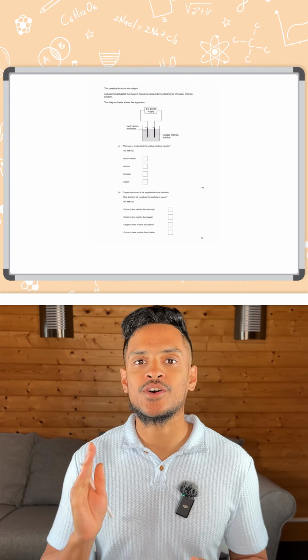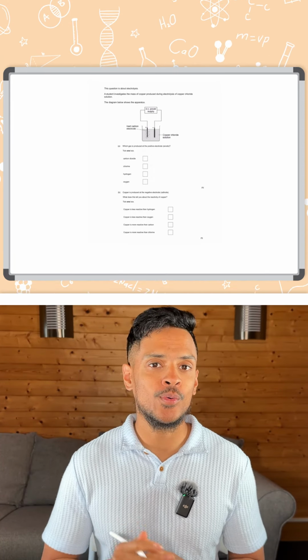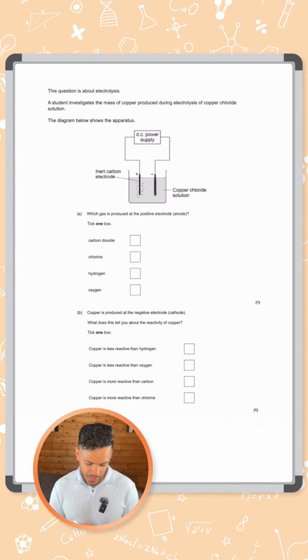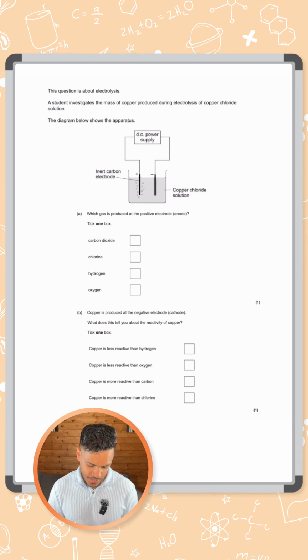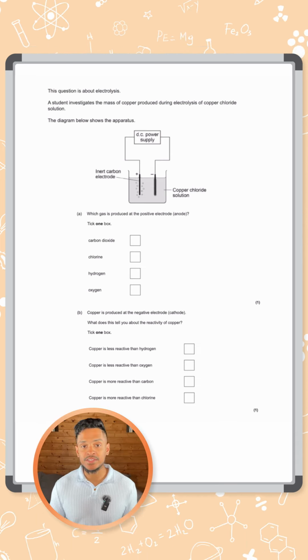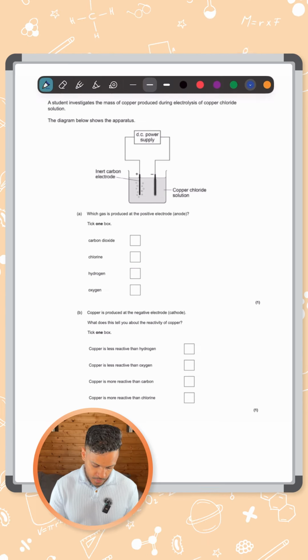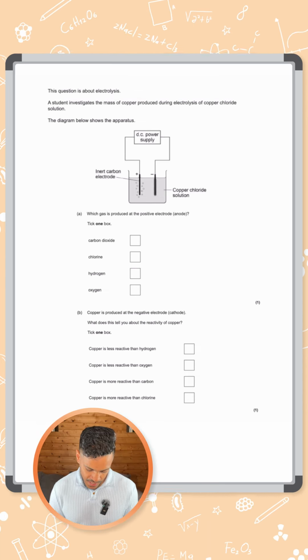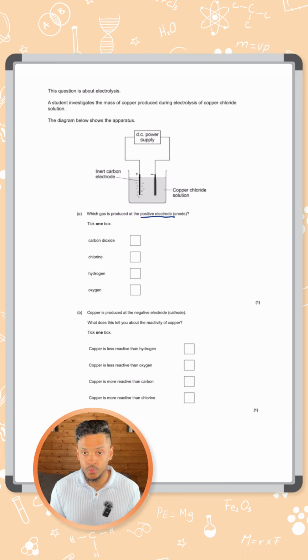So electrolysis of aqueous solutions always confuses people. It's a question about electrolysis. A student investigates the mass of copper produced during the electrolysis of copper chloride, and they give us a diagram on this. First part, which gas is produced at the positive electrode or the anode?